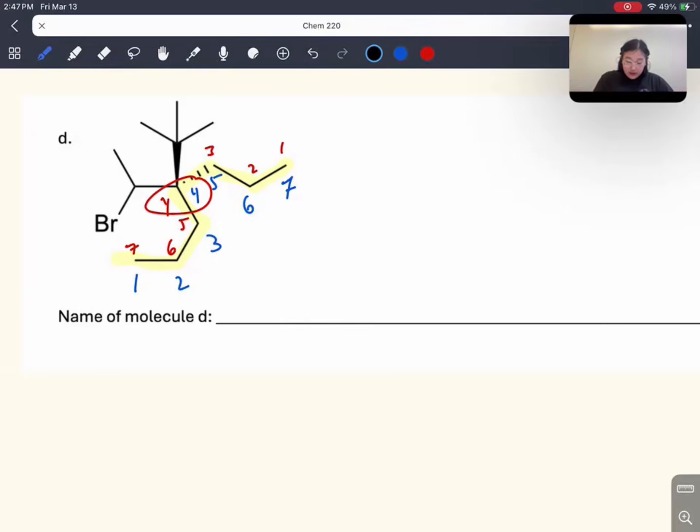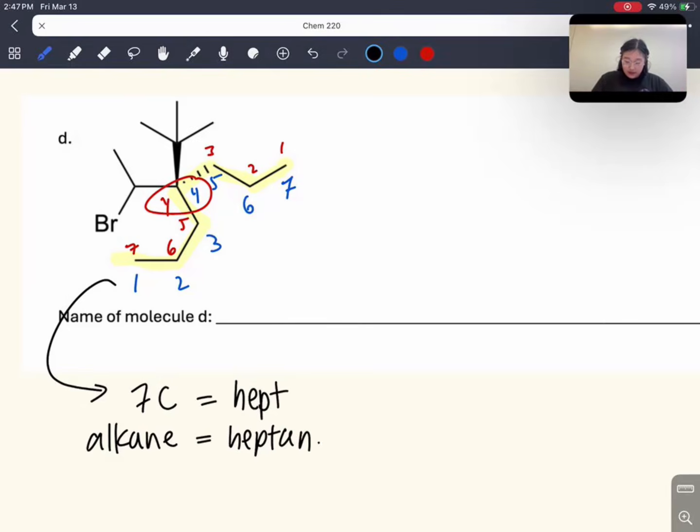Okay, so since I have 7 carbons, the prefix for that parent chain will be hept. And then because I have all single bonds, it's an alkane. My suffix is going to be ane, so it's going to be heptane. That'll be my parent chain name.